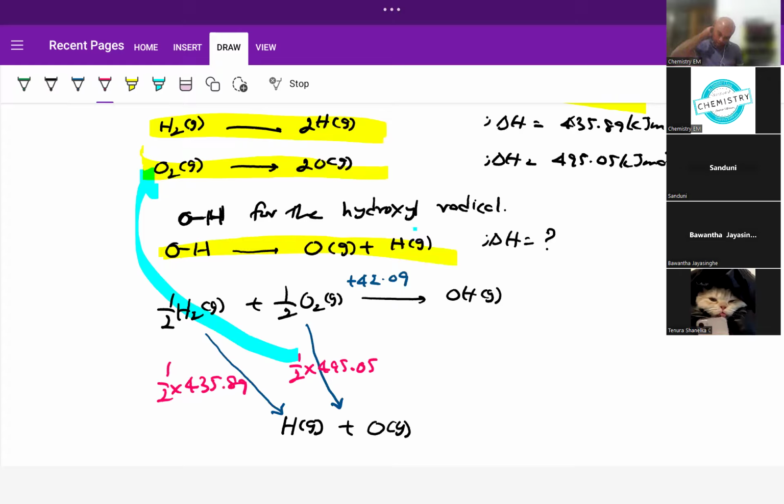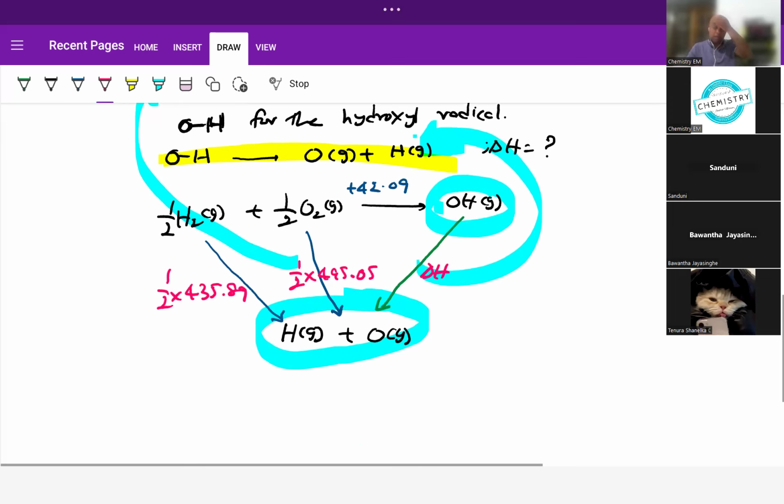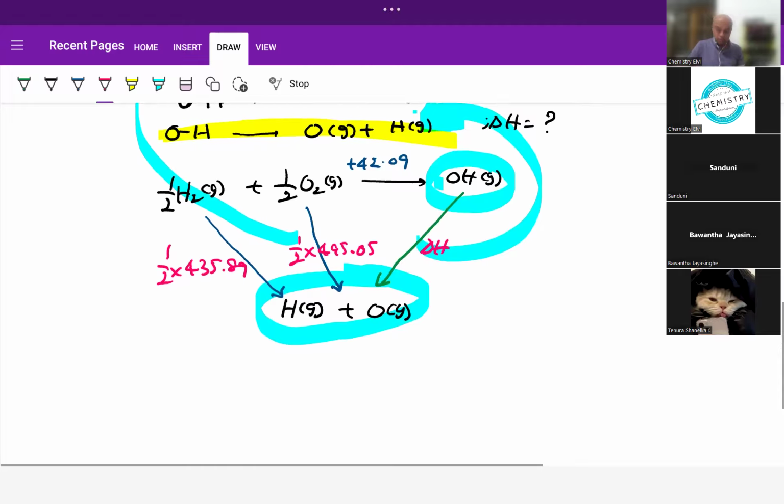We have been asked about this one, right? The OH bond. If you closely check, this is the OH bond and it is creating hydrogen and oxygen. This has been asked, right? So this will be delta H. It has been asked. So let's apply Hess cycle, sorry, Hess law.